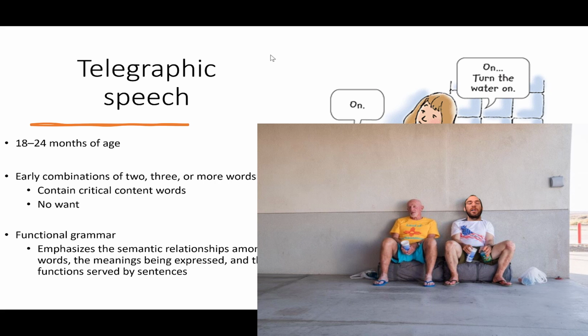And this is globally called functional grammar, which emphasizes the semantic relationship among words and the meanings being expressed. So the idea here is our grammar is being defined by how functional it is. So no want is functional because it's conveying a particular meaning within that fragment of a sentence.